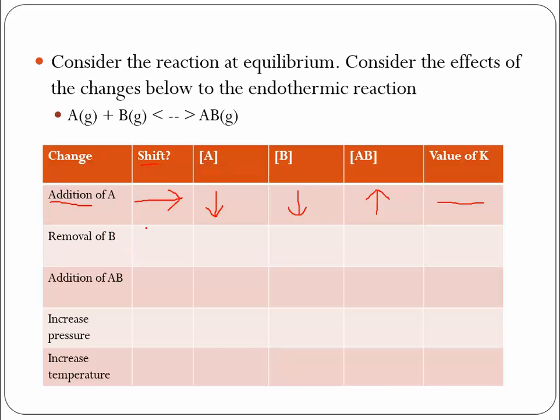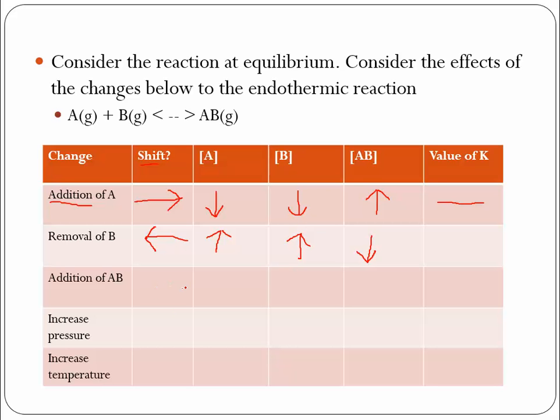Removal of B. When you remove something, the system's going to try to make more of it. So it's going to shift towards the side where B is, meaning the amount of A is going to go up. You can't get just more B. It's physically impossible, because every time an AB breaks apart, it makes an A and a B, and the amount of AB is going to go down. And again, yes, we remove B, so the amount of B goes down, but then it's going to rise back up again. That's why I'm putting an up arrow here.